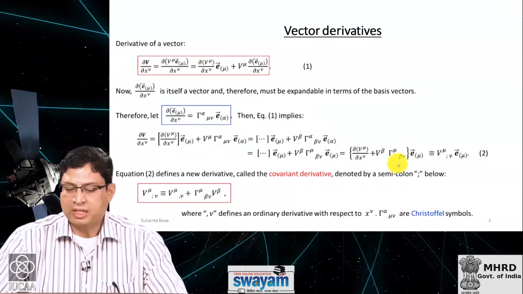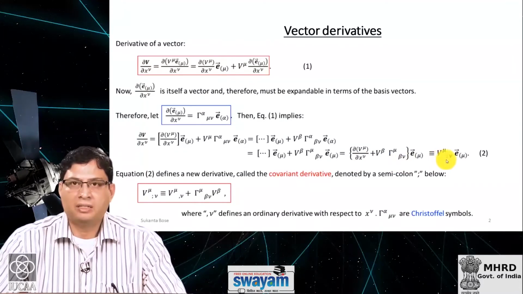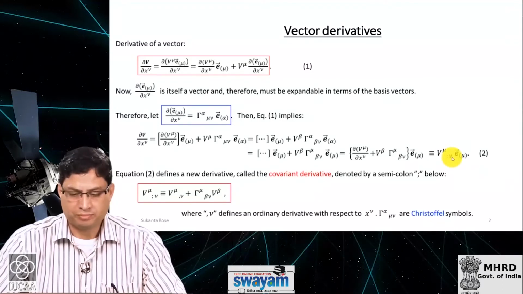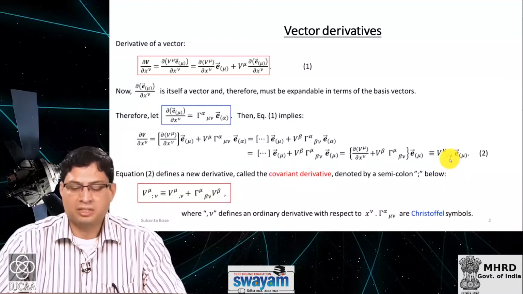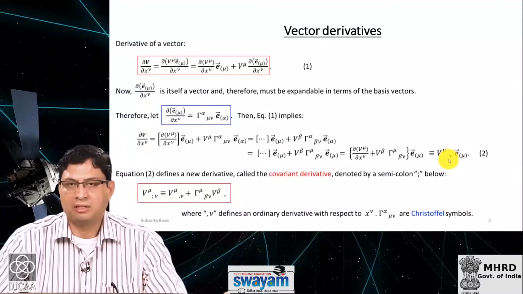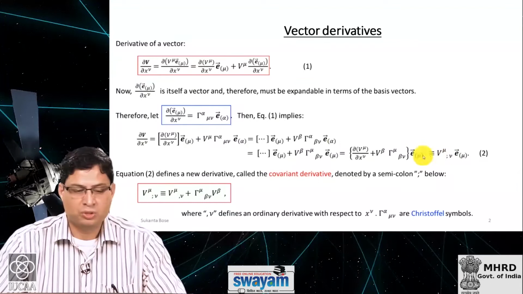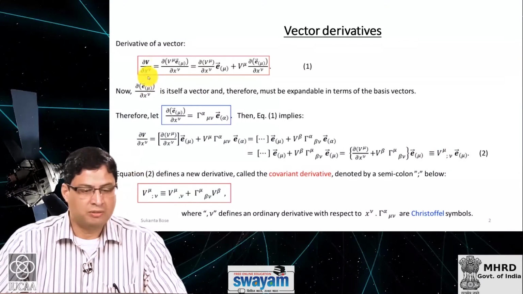This braced quantity is what we define as the covariant derivative of the vector components with respect to x nu. This definition is important because it is the general definition that will be used to express the derivative of any four-spacetime vector. So, that is why we again encapsulate it in this red box.